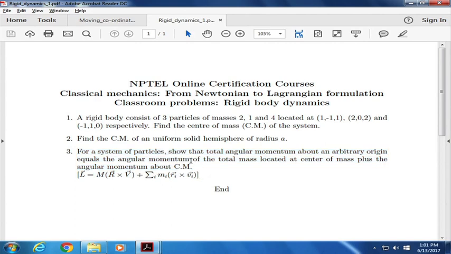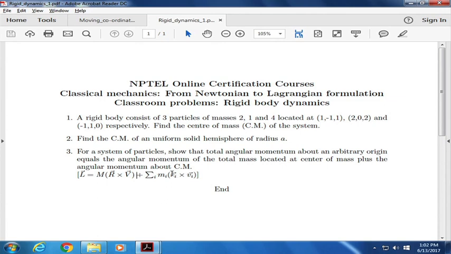For a system of particles, show that the total angular momentum about an arbitrary origin equals the angular momentum of the total mass located at center of mass plus the angular momentum about center of mass. So, essentially what we need to show is the total angular momentum L has two components. One is the angular momentum of the center of mass, and the second is the angular momentum which is measured with respect to center of mass, right.